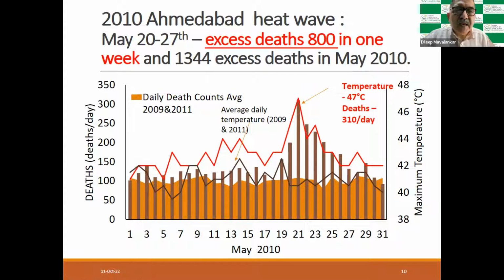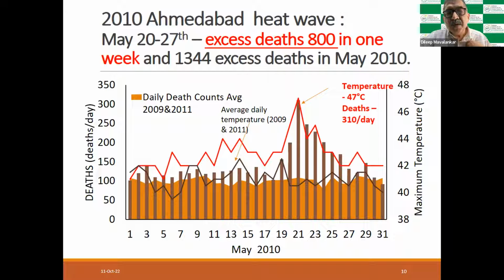Now Ahmedabad at that time had about 50 lakh population, so roughly about 100 deaths were happening every day in Ahmedabad. The orange solid area is the daily average counts of death for 2009 and 2011 averaged. But 2010, if you see the vertical beige color bars or brown color bars, starting with 19th of May, it started jumping. It went to 150, then 175, then on 21st of May, 310 deaths were recorded. And then gradually coming down, on 27th, 29th, it became normal.